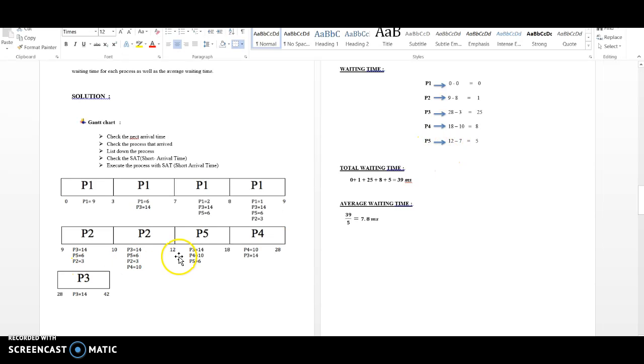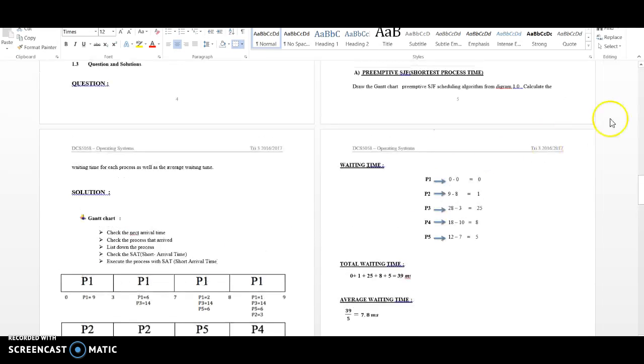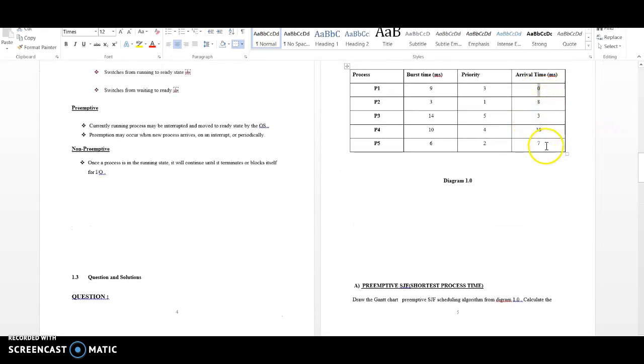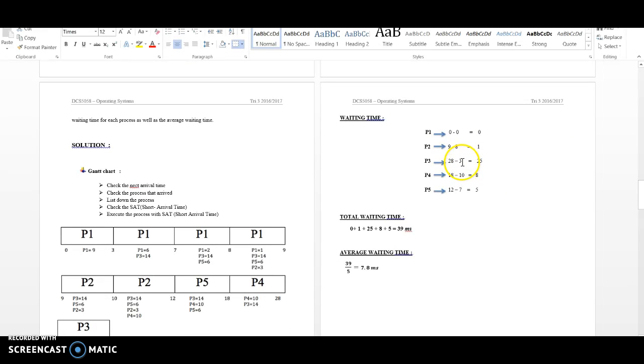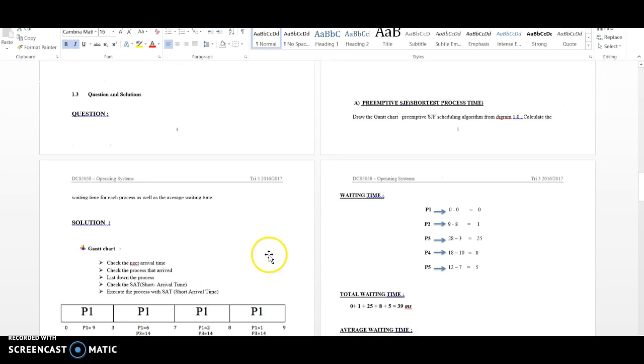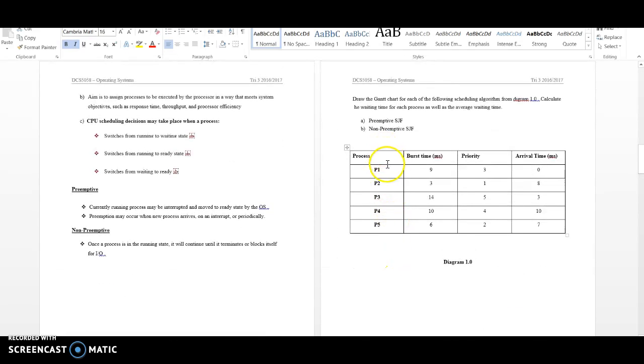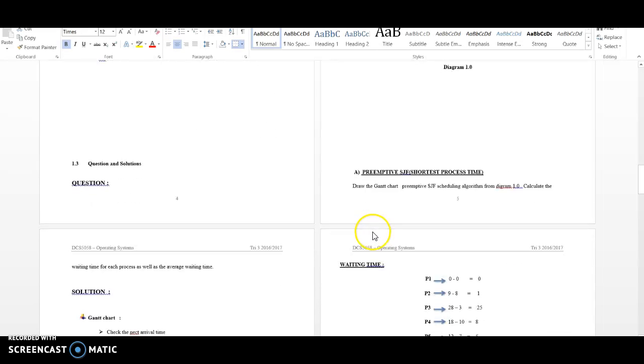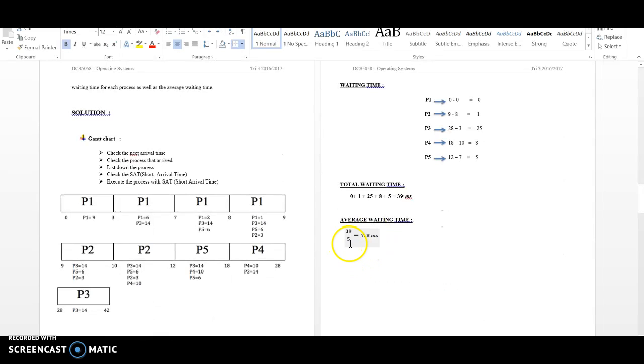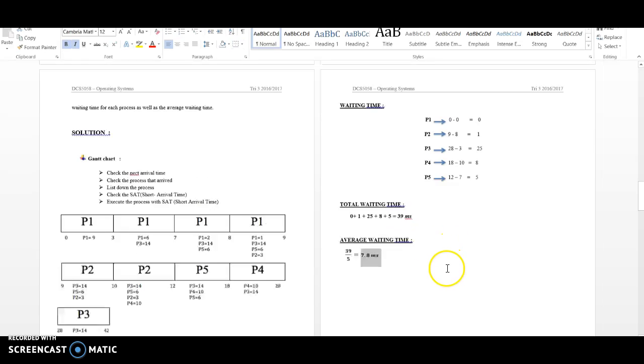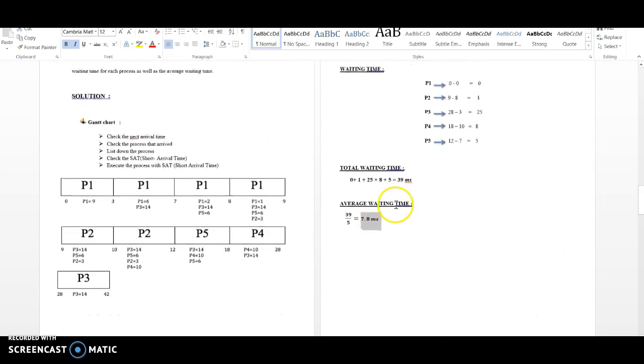So P5, 12 minus 7 equals 5. We look here, 7, 8. This is the arrival time we have to use to find the waiting time. So we have to add up the total waiting time, which equals 39. 39 divided by 5, because we have 5 processes, so we divide with 5, and we get 7.8. Okay, that's the average waiting time. So that's all.